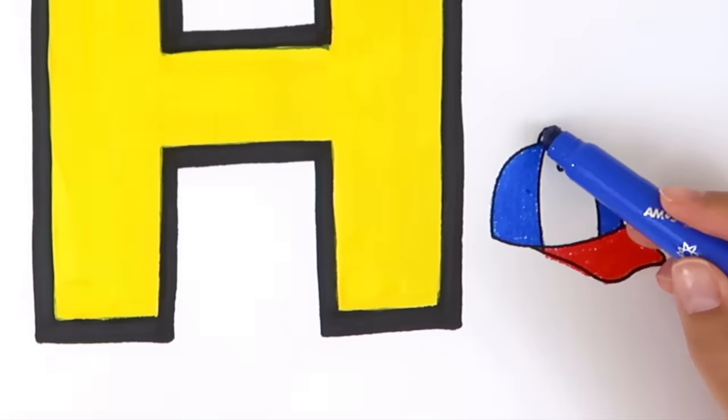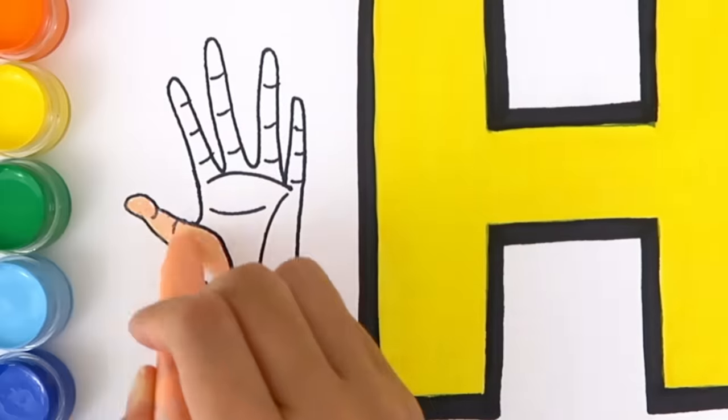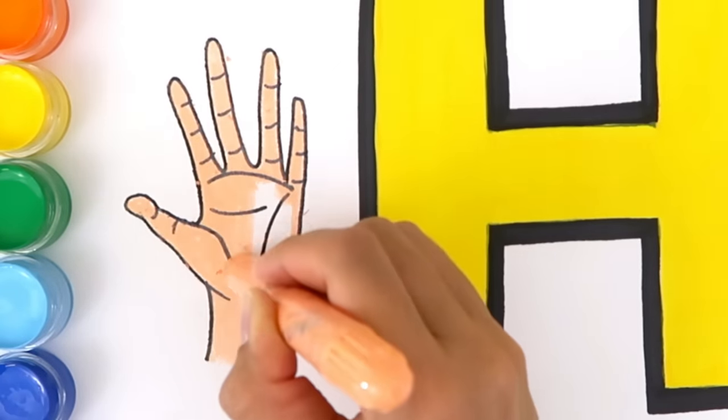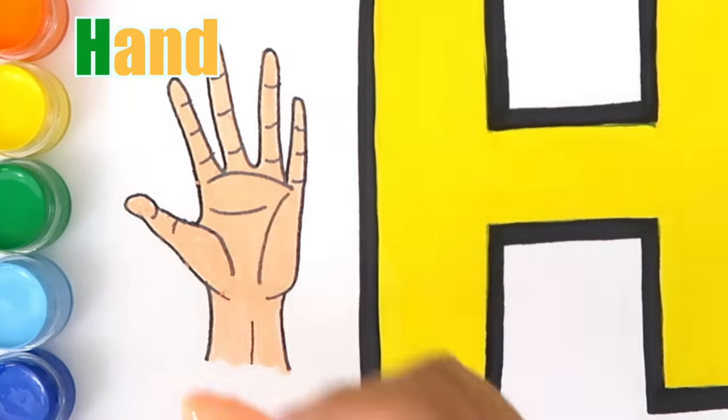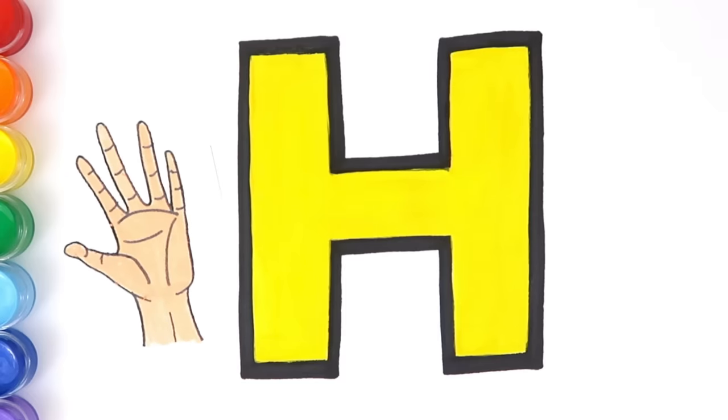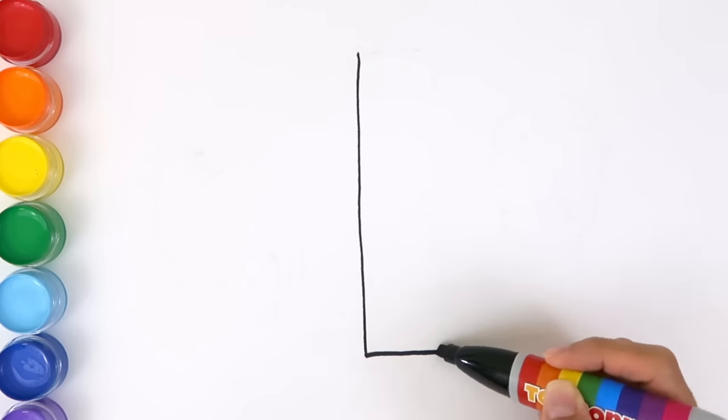What color is the hat? The hat is red and blue. And is this a right hand or a left hand? Yes, it's a left hand. H is for hand. Hi. H is for hat. Next comes the letter I.